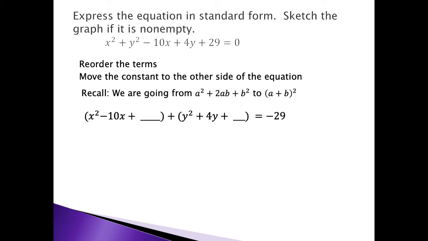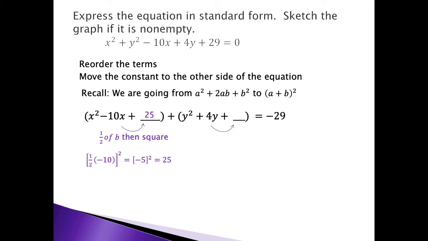Now, to fill in the blanks, we need to recall that we have a squared plus 2ab plus b squared, and we're going from that to (a plus b) quantity squared. So how do we find what b is? We're going from 2ab to the b squared. So what we do is we take half of b and then square it. So what's half of negative 10, squared? That's negative 5 squared, so that's 25.